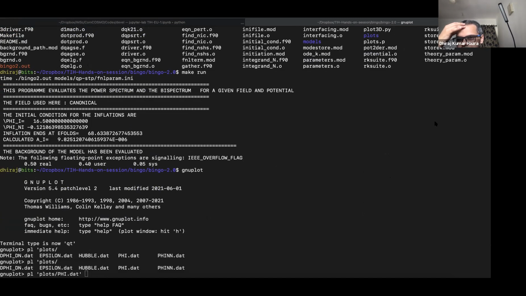Anubhav, is this problem solved? You just mkdir plots and then immediately make run. Now it's running. Thank you. Okay. It should finish in less than a second. 0.5 seconds it took. You have to make calc FNL equal to false in that INI file. Otherwise, it is going to run for the full bispectrum. Please check that. In the QPSTP, just make sure that calc FNL is false, scalene is false and equilateral is true.